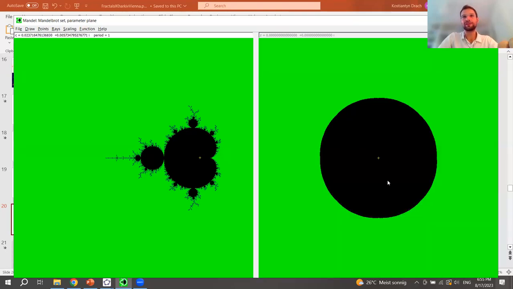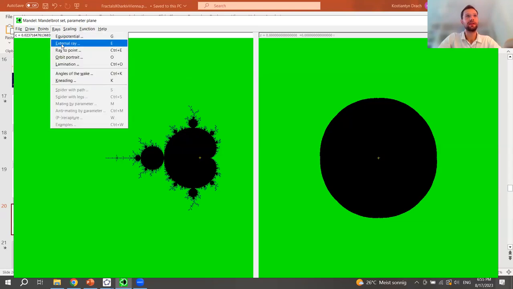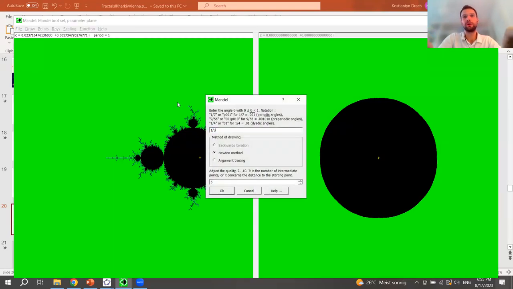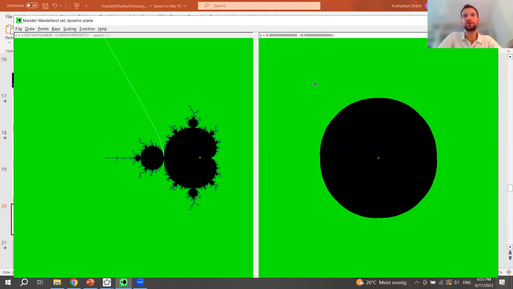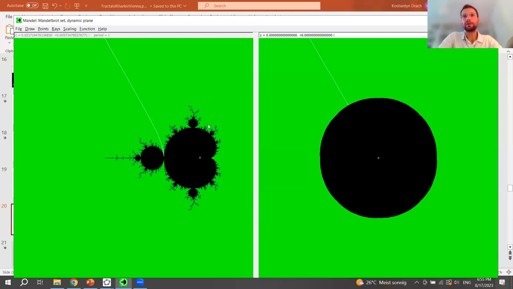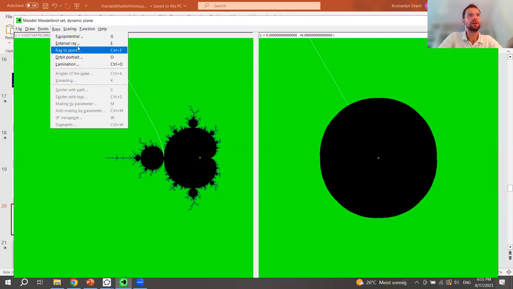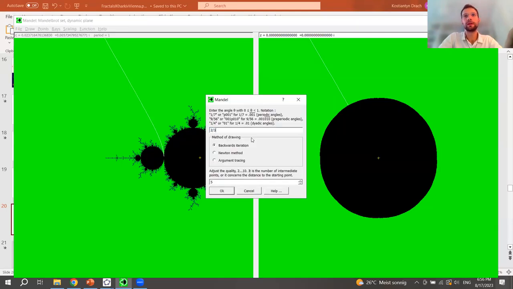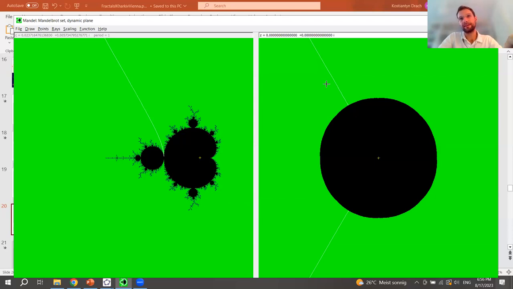This is the Julia set for the map z goes to z squared. And here you will have just straight lines, right? The external rays here will be 1/3, and another one will be 2/3. They will be just straight lines.